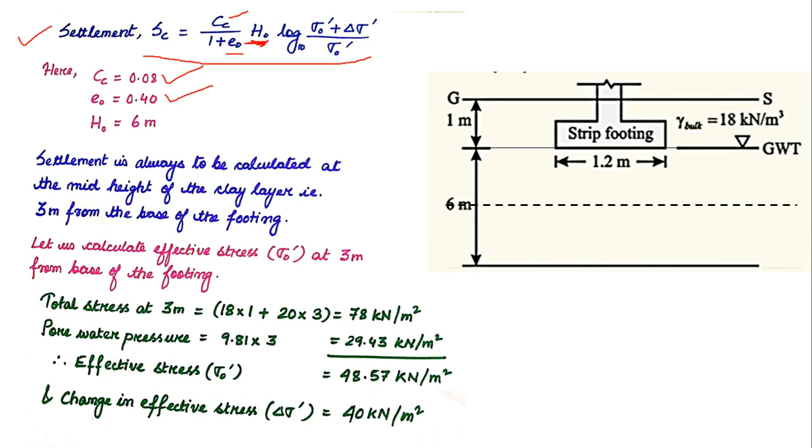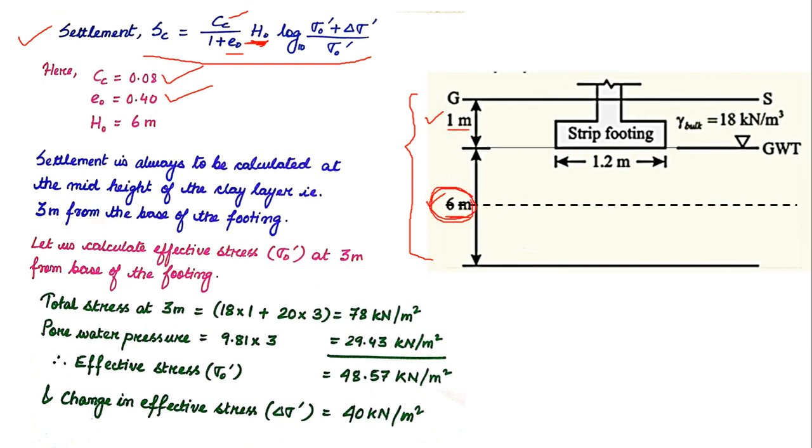Now here comes the big challenge in this problem. Okay, so now if you observe in the figure, we have got two heights of soil. One is 1 meter up to the groundwater table and the other is 6 meter, okay, just beneath the footing. So the question is, should you take 1 plus 6, that is, should you take 7 meter as the initial height, or should you take only 1 meter, or should you take only 6 meter? The answer is you should take only 6 meter as the initial height of the soil layer.